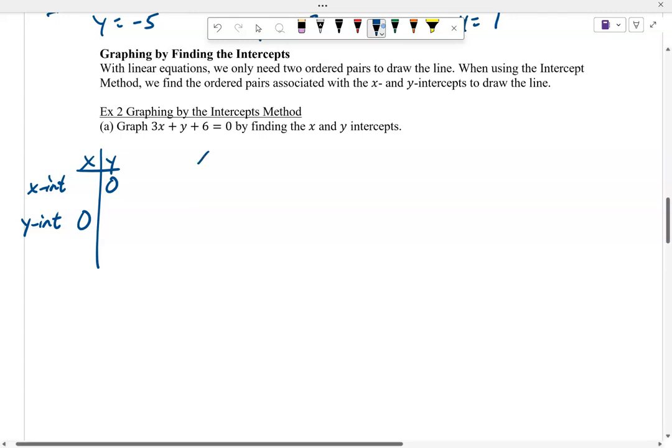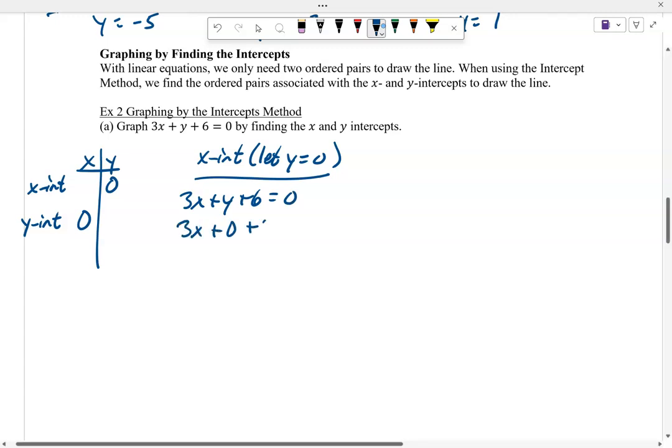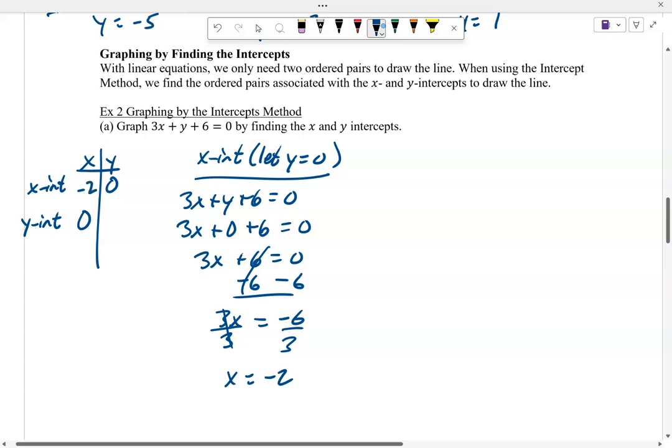So let's go ahead and find the x-intercept first by letting y be 0 in this equation. 3x plus y plus 6 equals 0. My y is 0. 3x plus 6 equals 0. I subtract 6. 3x equals -6. Divide by 3. Looks like my x is -2. So now I have my first point, -2, 0. That's where it crosses the x-axis.